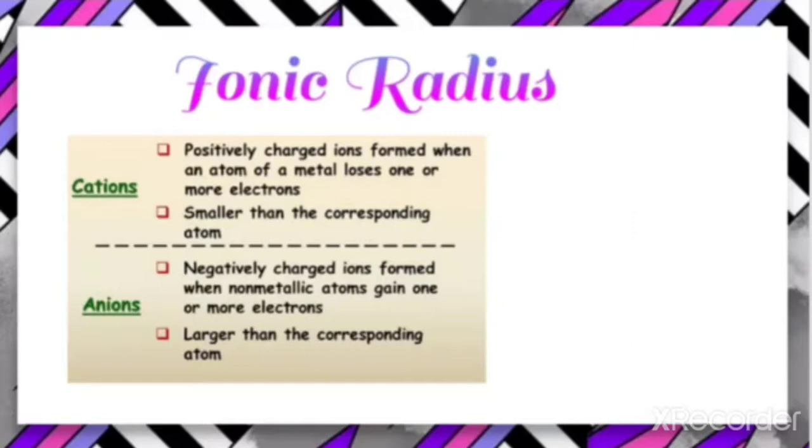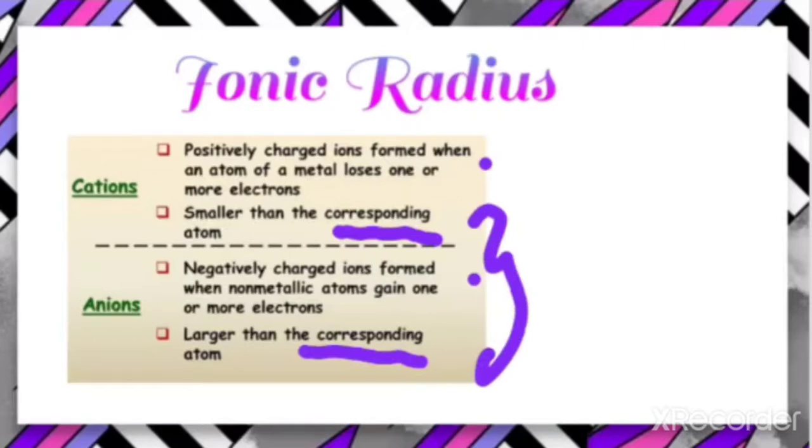So let us define the cation and anion. Cations are positively charged ions formed when an atom of a metal loses one or more electrons. Next one, anions. Anions are negatively charged ions formed when non-metallic atoms gain one or more electrons. It is observed that cations are smaller than the corresponding atom and anions are larger than the corresponding atom. These two points we will discuss in the next video.